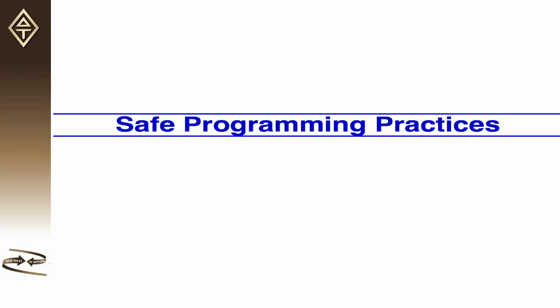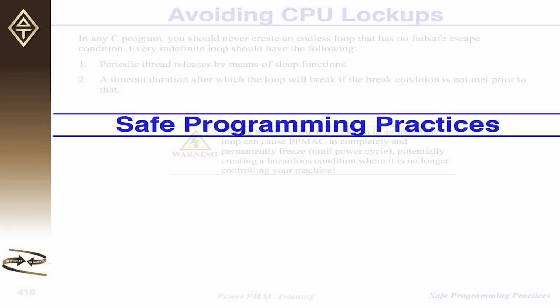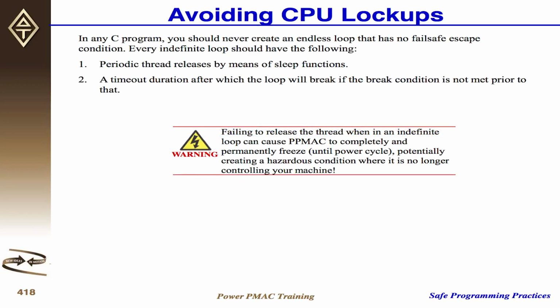Now let's talk about some good practices when programming in C. The thing about C is it's very powerful and flexible, fast, but you can really screw yourself up if you don't know what you're doing. So here's some safe practices you can follow. I already explained one. If you have a loop of any kind, especially a while loop, you want to have some sleeps to release control to other threads. And you probably also want to have a timeout to break the loop in case it's gone on too long.